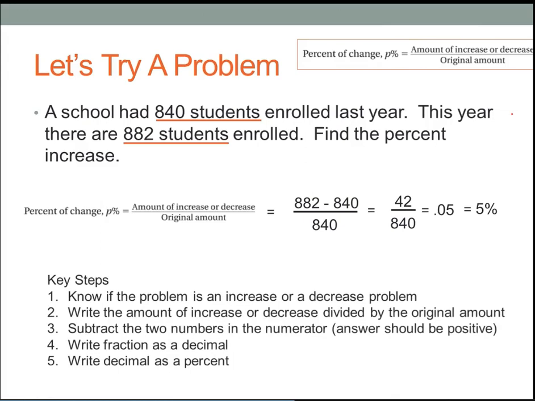So I hope you did all right. Here are the key steps. Note whether the problem is an increase or a decrease problem. Write the amount of increase or decrease in the numerator and divide that by the original amount. Subtract the 2 numbers in the numerator. And then solve by making the fraction into a decimal and the decimal into a percent. Those are the key steps.